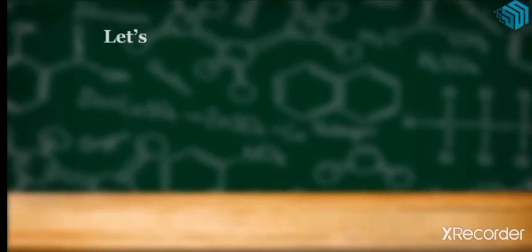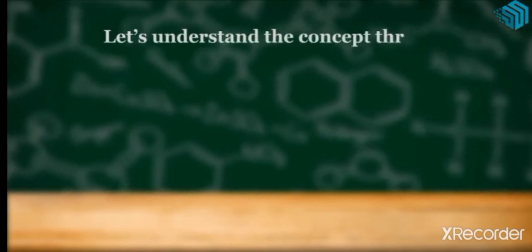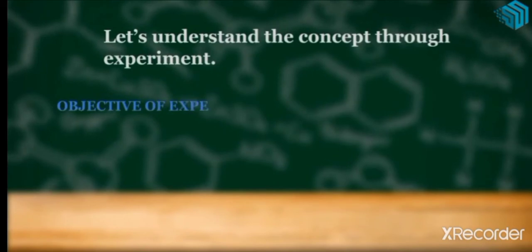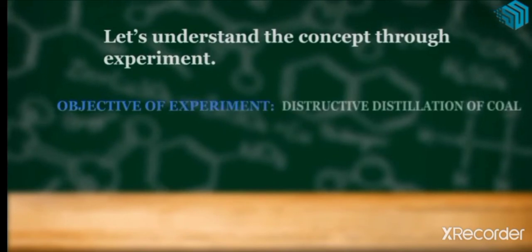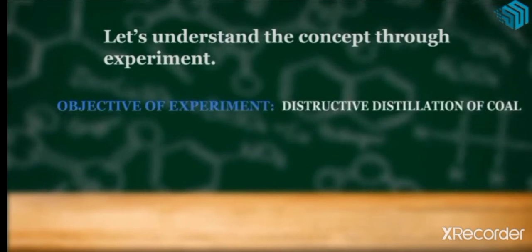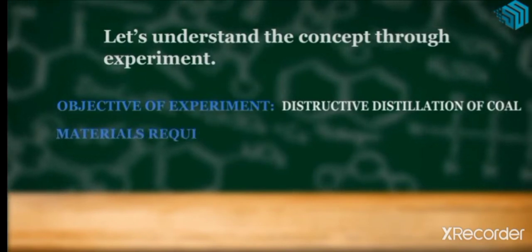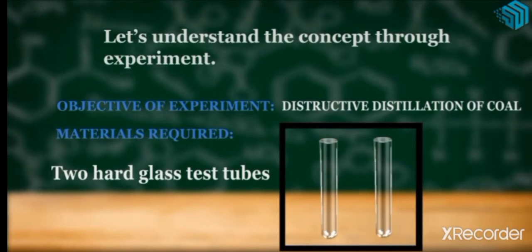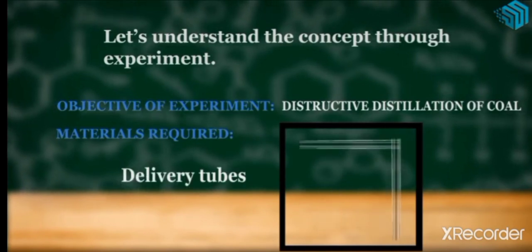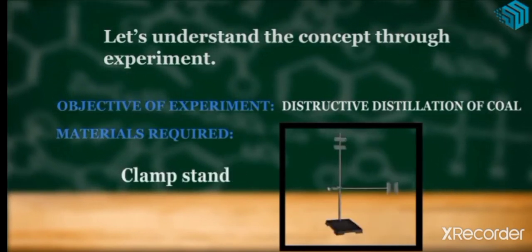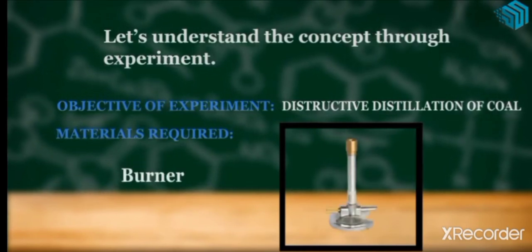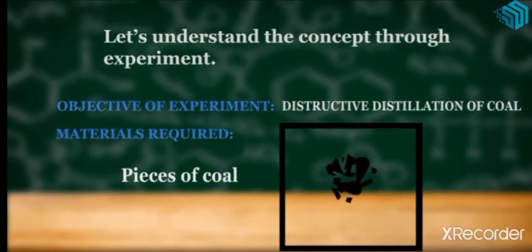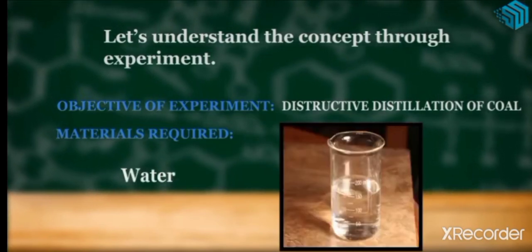Now let us see the procedure. Our objective is destructive distillation of coal. Materials required are 2 hard glass test tubes labeled as A and B, delivery tubes, clamp stand, burner, rubber stoppers, pieces of coal, and water.